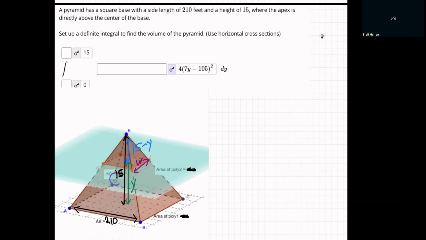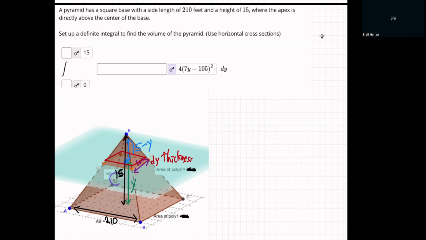They're going to have a thickness to them, and the thickness is going to be dy. Let me put that in there for us. Let's just indicate it this way. dy is the thickness. So that thickness is dy for each of those slices.